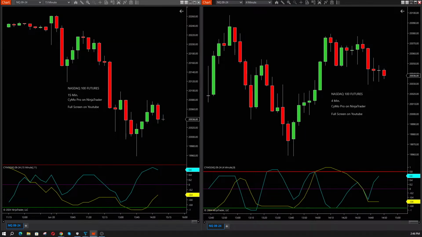Market's still down about 193 points right now. Nasdaq 100 futures.